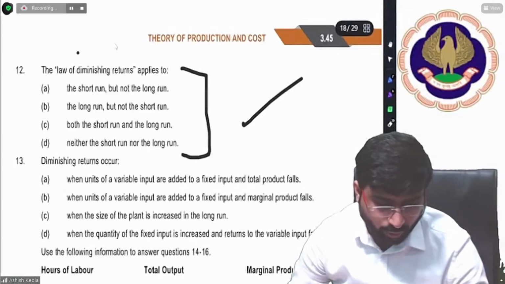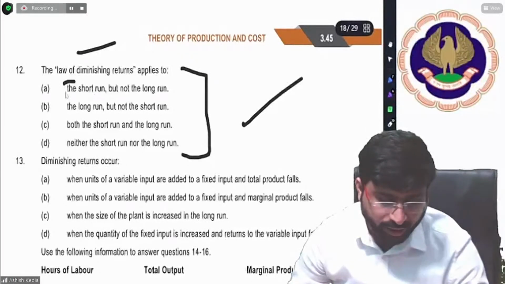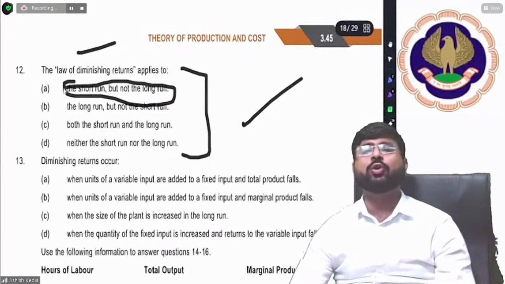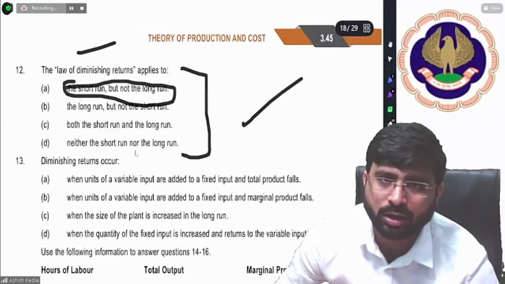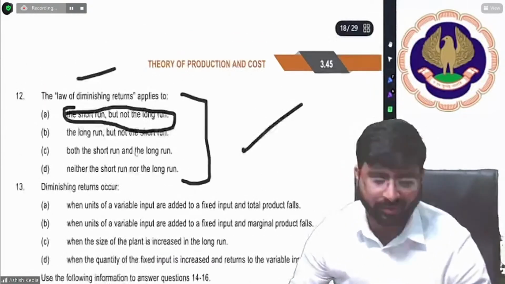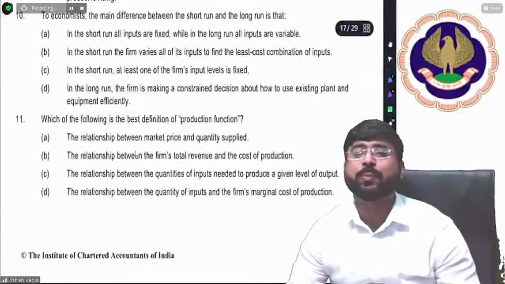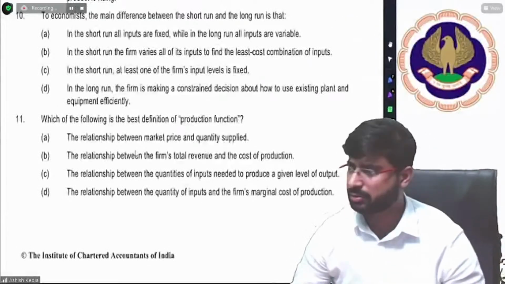Obviously, the law of diminishing returns will operate in the short run, but not the long run. In the long run, you have the law of decreasing returns to scale. It's nothing called diminishing returns. That is just a short run phenomenon under the law of variable proportion.